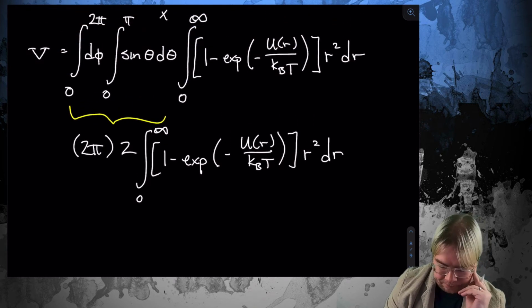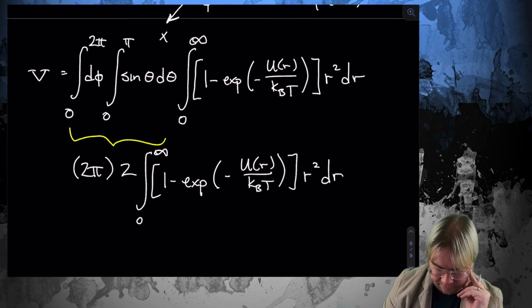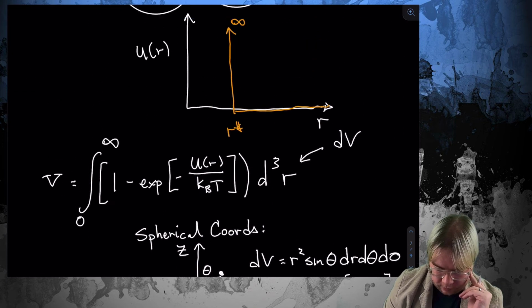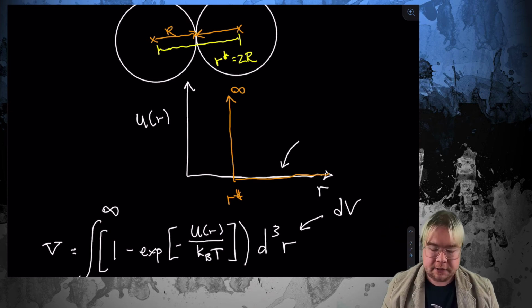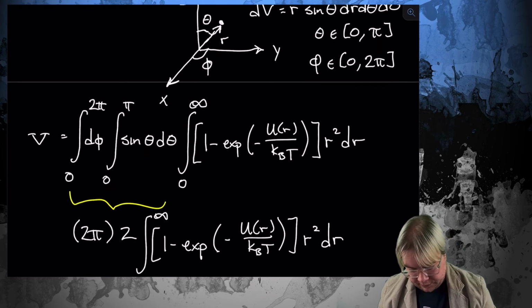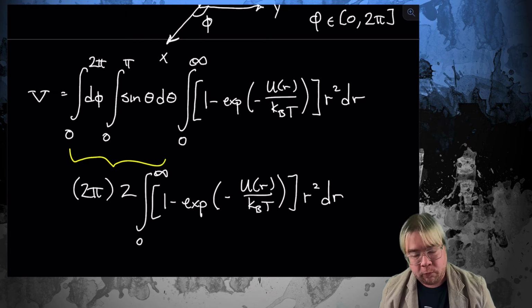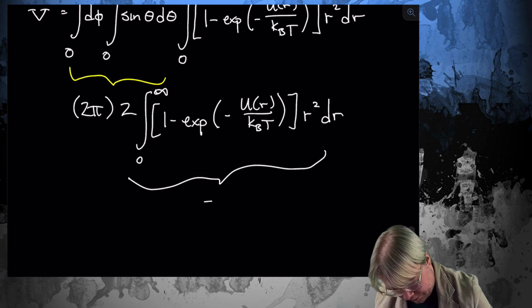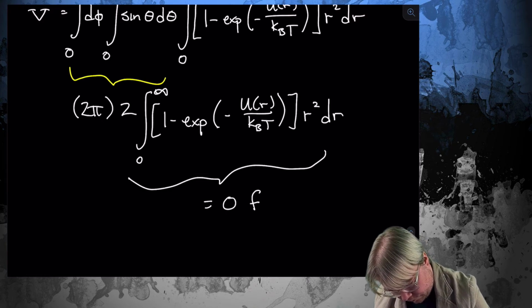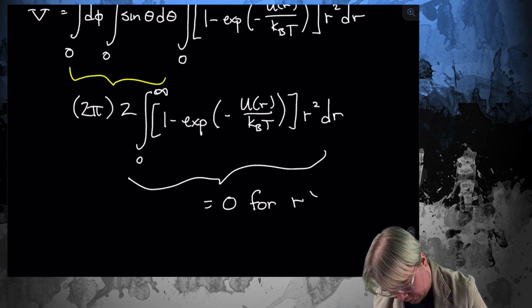But it's not so bad, because look, if r is greater than r star, this function here is 0. And if the function is 0, then it means the exponential of 0 will be 1. 1 minus 1 is 0. So this integral here is equal to 0 if r is greater than r star.